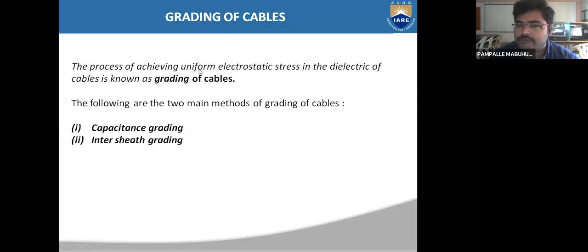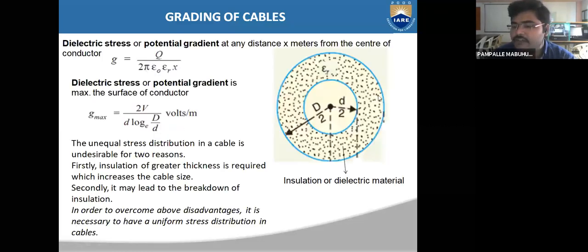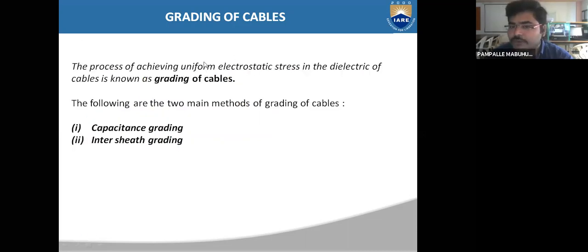The process of achieving uniform electrostatic stress or dielectric stress in the dielectric of the cable is known as the grading of cables. Okay, here the insulation is also called the dielectric. You can call it dielectric material or insulation. So the process of achieving uniform dielectric stress in the insulation of the cable is known as the grading of the cables, and this grading can be of two types: capacitance grading and intersheath grading.